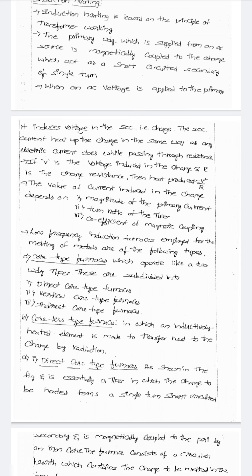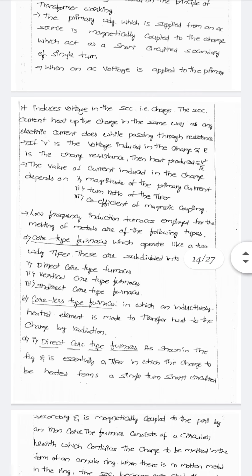Those parameters are, first, the magnitude of the primary current, second, the turns ratio of the transformer, and third, the coefficient of magnetic coupling. These three parameters are included in the transformer only. Once again I am repeating: magnitude of primary current, turns ratio of the transformer and coefficient of magnetic coupling.